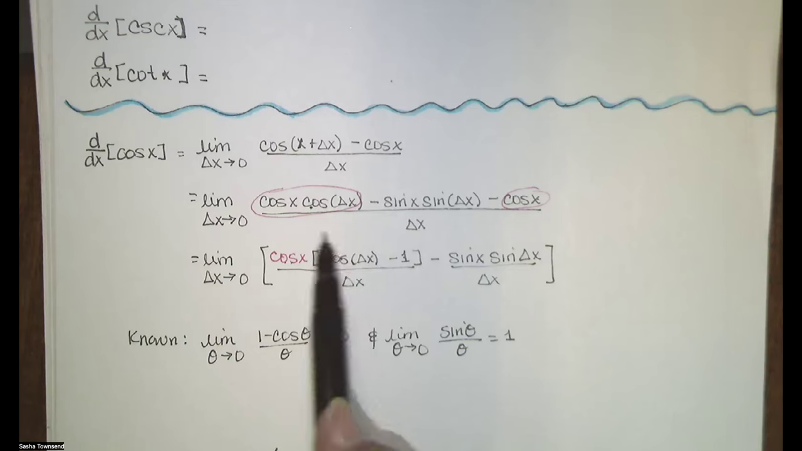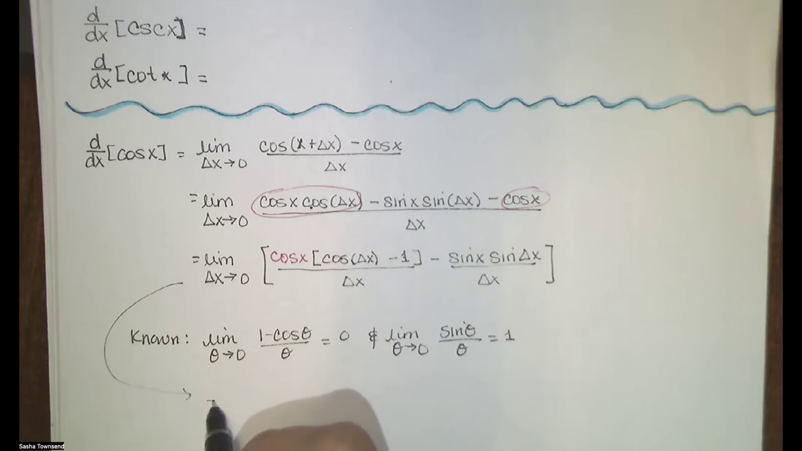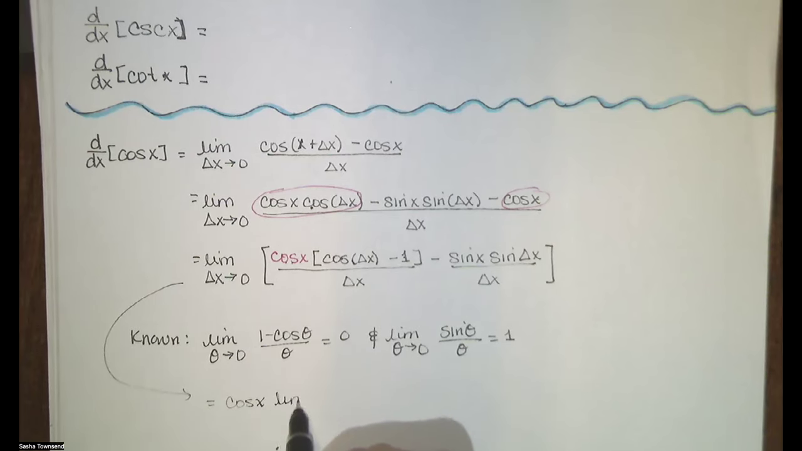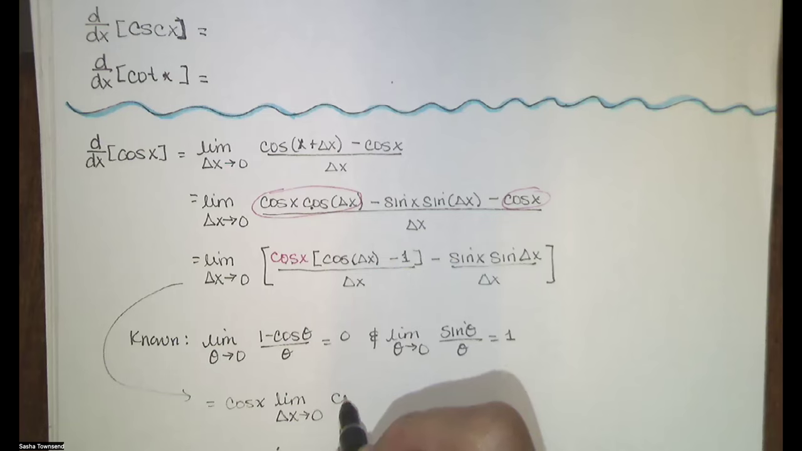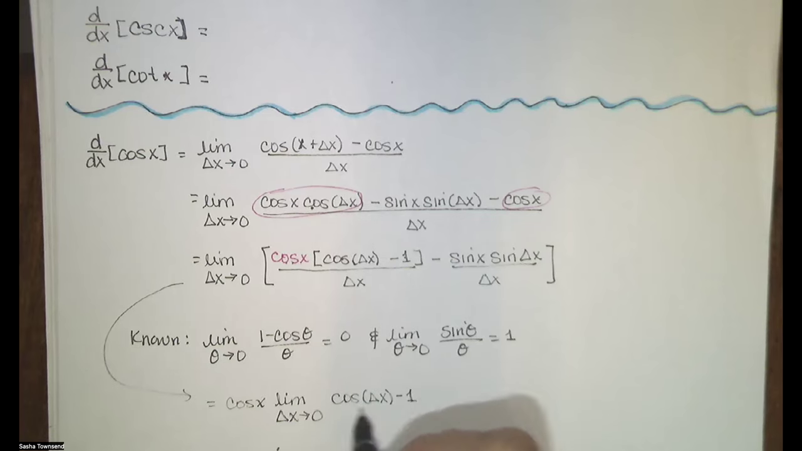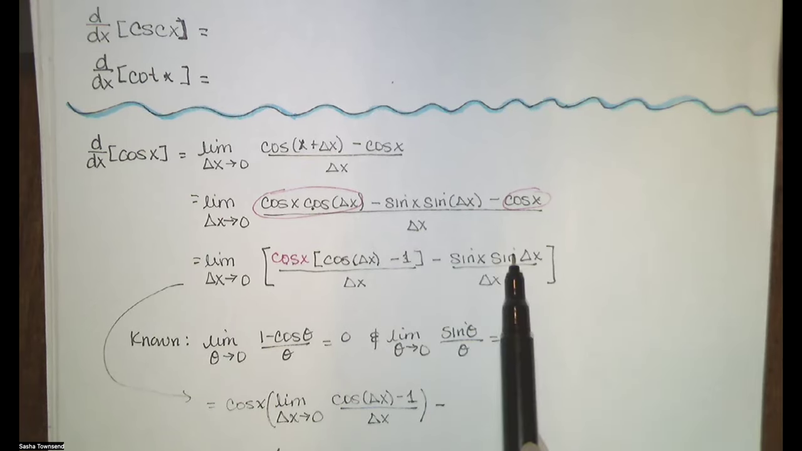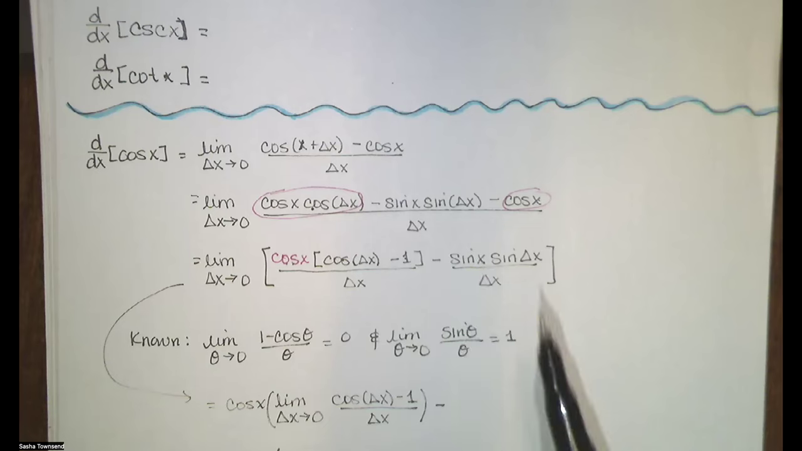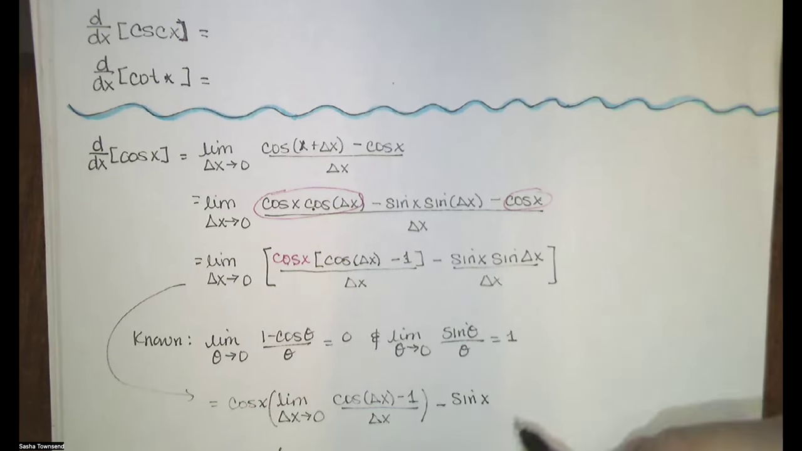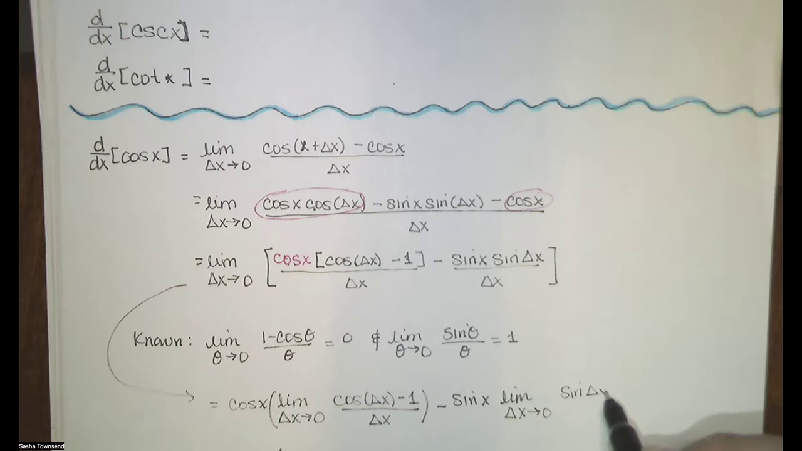Looking at this first expression, I see that there's a cosine of x here, so that can be factored out of the limit entirely. And then I'll have the limit as delta x approaches 0 of this divided by this. And that's a function of delta x. And then we're subtracting the limit of this, because the limit of the difference is the difference of the limits. But again, x is constant at this point. We're thinking of it as fixed. So we can factor that sine of x out and then bring the limit notation in. This is actually sine of x times the limit as delta x approaches 0 of sine of delta x divided by delta x.